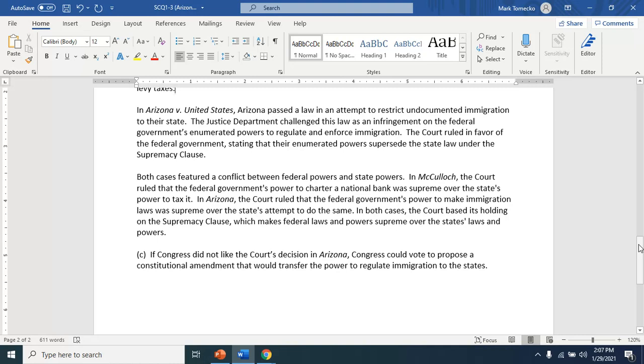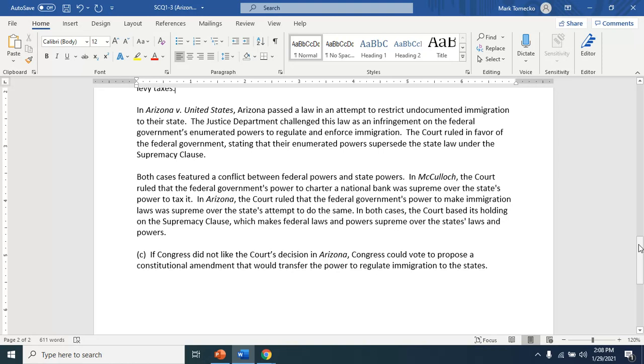So, we didn't read the case together. Maybe you paused the video and read it yourself. But Arizona was a case in which the state was trying to make immigration laws, but clearly the federal government has the delegated power to make those laws. And so you had a federal law and a state law in conflict. The federal law was supreme. And I capped this paragraph by again saying, in both cases, the court based its holding on the supremacy clause, which makes federal laws and powers supreme over the state's laws and powers.